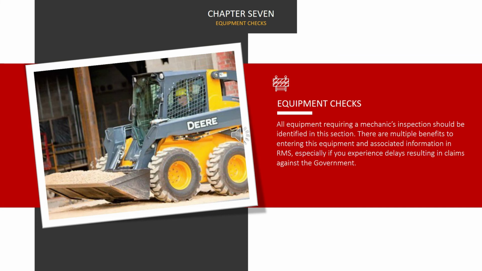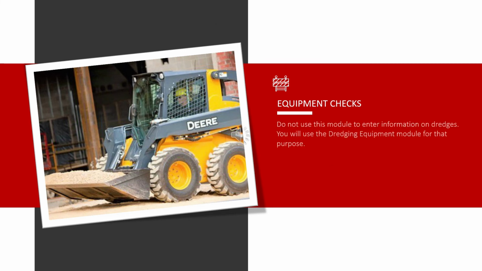We're moving on to the Contracts Equipment Checks section. All equipment requiring a mechanic's inspection will be identified in this area. If you are experiencing delays resulting in claims against the government, you'll be glad you've entered the equipment and their associated information into this section of RMS. The only equipment you will not enter into this section is dredging equipment, as dredging equipment has its own module, which we'll go over soon.